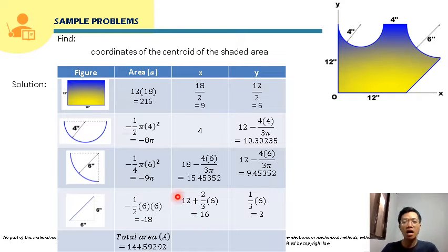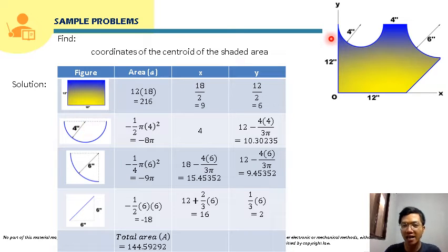Okay, so these are now the areas. Now we can solve for the total area. Solving for the total area, this will be 216 minus 8 pi minus 9 pi minus 18. So the answer will be 144.5929. Okay, now for the x coordinate, we will solve the x coordinate of each area.